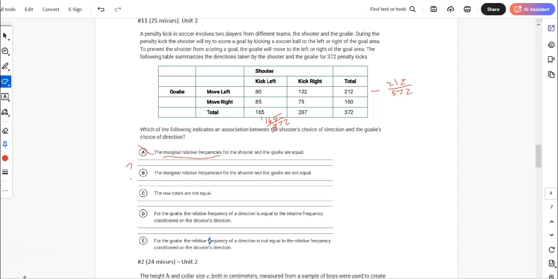Which of the following indicates this? So it's not saying are these true, which indicates an association between the shooter's choice of direction and the goalie's choice of direction. I don't think that the shooter kicking left and the goalie moving left proves what they're trying to prove here. The row totals are not equal. I don't think that proves much of anything right there. For the goalie, relative frequency of a direction is equal to the relative frequency conditional on the shooter's direction.